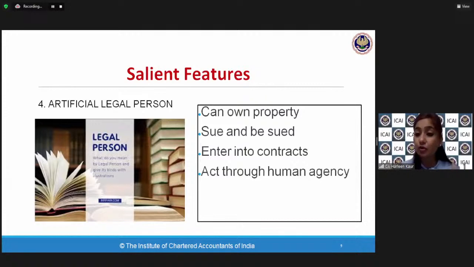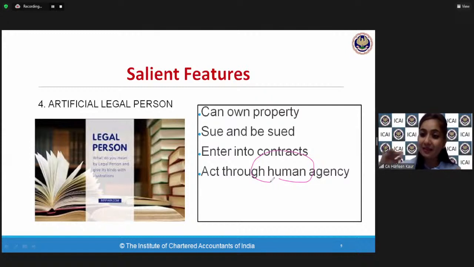That means artificial legal person. It has been given the legality. It has been created by law. Company can also enter into contracts. But the interesting fact is company will not get up on its own and start moving. It always acts through human agency.